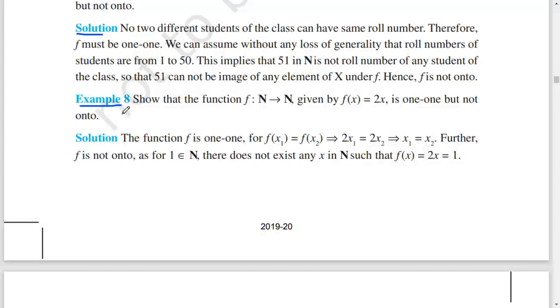Example 8. Show that the function f from N to N given by f(x) equal to 2x is one-one but not onto. Solution. The function f is one-one, for f(x1) equal to f(x2), that is 2x1 equal to 2x2, that is x1 equal to x2. Further, f is not onto, as for 1 belonging to N, there does not exist any x in N such that f(x) equal to 2x equal to 1.